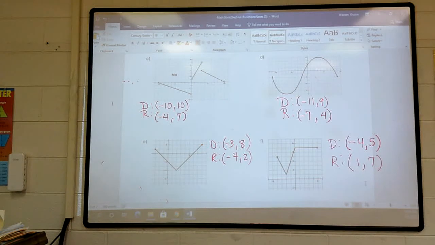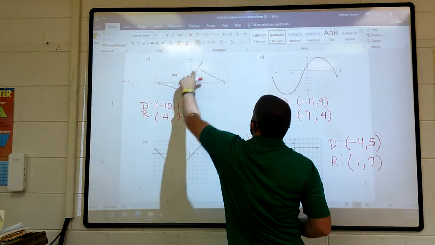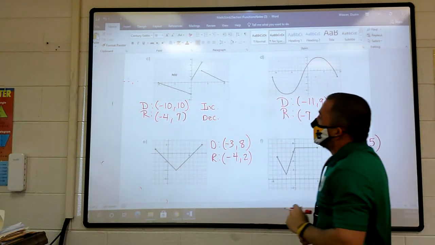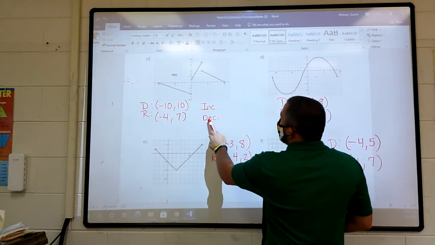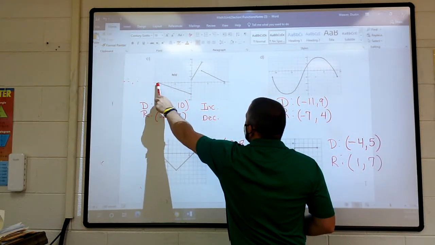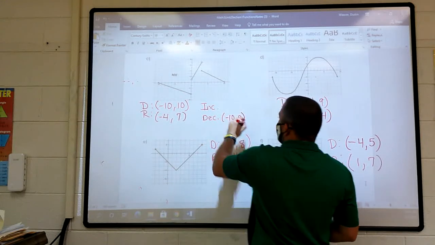All right. So now the only thing we're going to have to look at are the intervals. So for intervals, I want to know when it's increasing, when it's decreasing, and when it's staying the same. All right. So on this one, notice decreasing, increasing, decreasing. So I know I'm going to have increasing, and I'm also going to have decreasing. All right. So it is decreasing from -10 to 0. So use your x values when you're talking about increasing and decreasing.